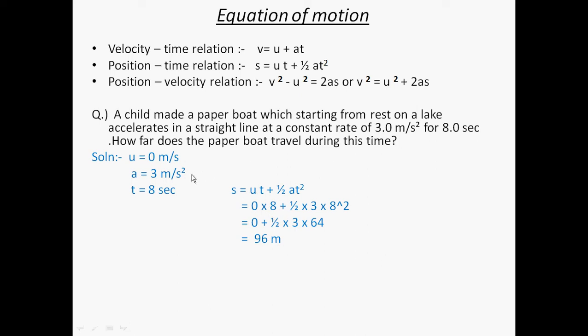because in this we have to find out the distance, and this is the only relation in which the position as well as the time is being given. So u is 0, t is 8, half, a is 3 and t is 8 square. So in this manner the distance will come out to be as 96 meter.